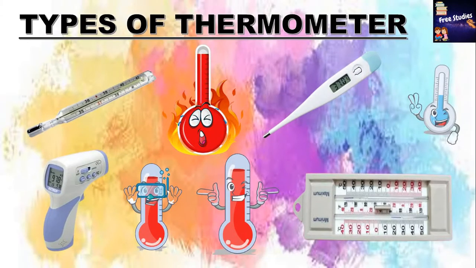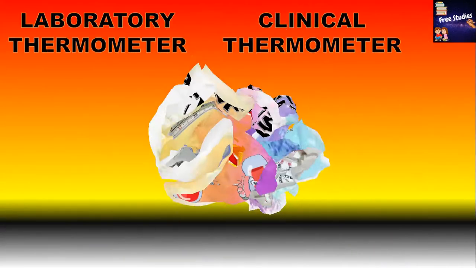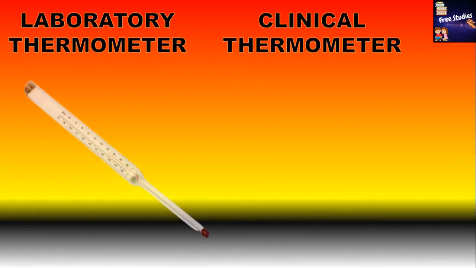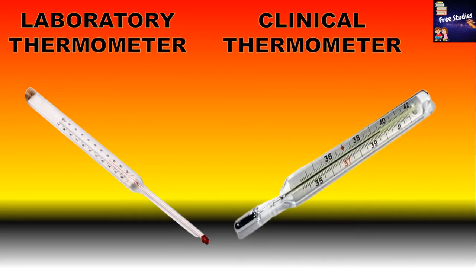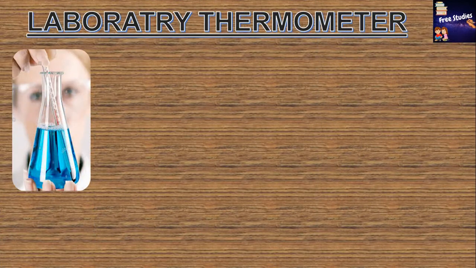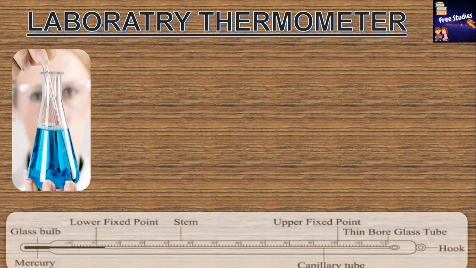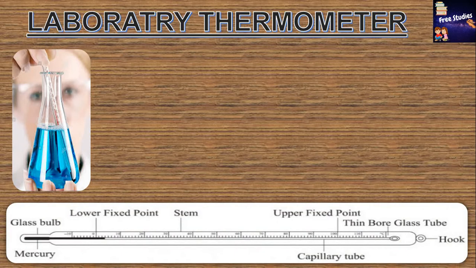Now we will learn about types of thermometer. There are two types of thermometer: laboratory thermometer and clinical thermometer. A laboratory thermometer is used in laboratories for measuring temperature while performing experiments. It consists of a very fine capillary tube protected by a thick glass tube called the stem of the thermometer.